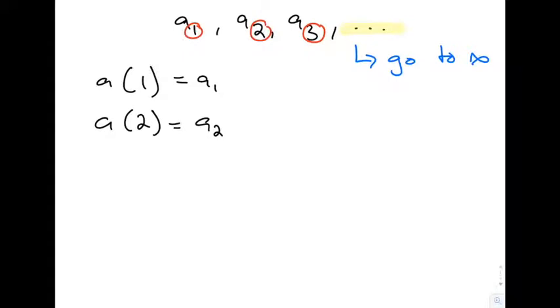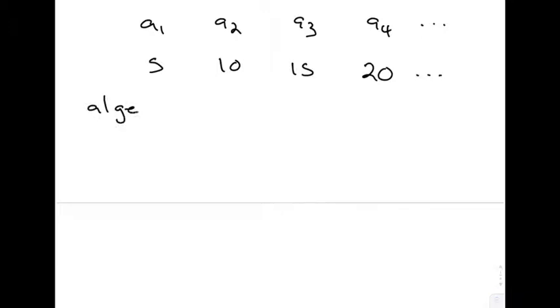To make this a little bit more concrete, let's consider the sequence a sub 1 equal to 5, a sub 2 equal to 10, a sub 3 equal to 15, a sub 4 equal to 20, etc., and so forth. Looking at this, you've probably already got a pretty good sense of what is happening. We can describe this pattern algebraically as a sub n equals 5n.